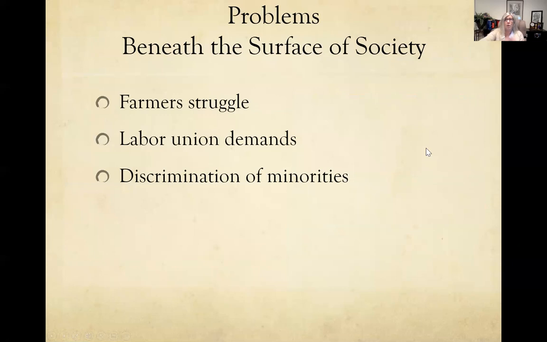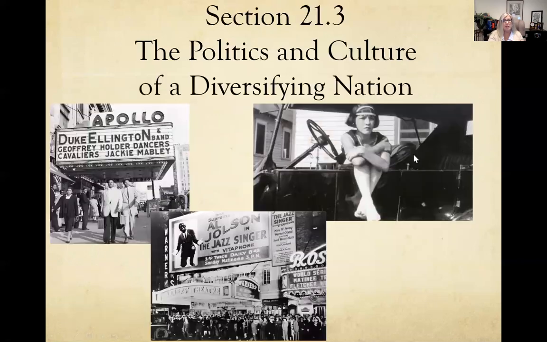Okay, so with all this prosperity in the 1920s, underneath, there were some problems that people were ignoring. We've got the farmers. Prices on farm products plummet during the mid to late 1920s, and nobody was really paying attention. Labor union demands are really going unmet. And then we've also still got discrimination and segregation rampant in the United States. So these are still problems that are festering under the surface, similar to what we talked about with the Gilded Age. And it's going unaddressed here.